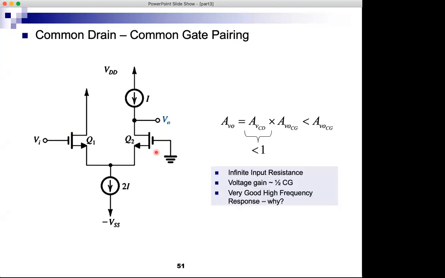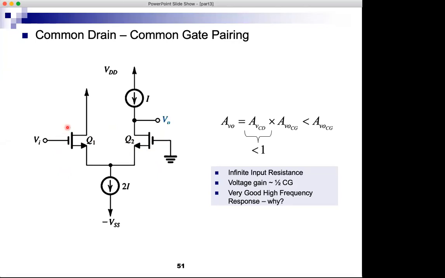But also, I get very good high frequency response. The bandwidth is better than common source. The reason for that is that there is no capacitor that has what we call the Miller effect, connected directly between the input and the output.